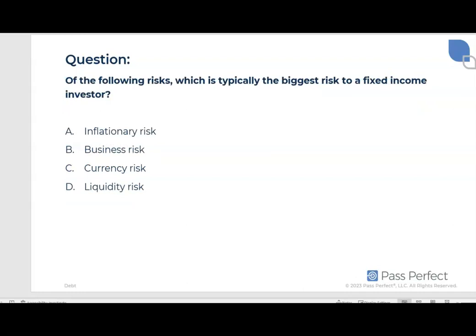Of the following risks, which is typically the biggest risk to a fixed income investor? A, inflationary risk. B, business risk. C, currency risk. Or D, liquidity risk.